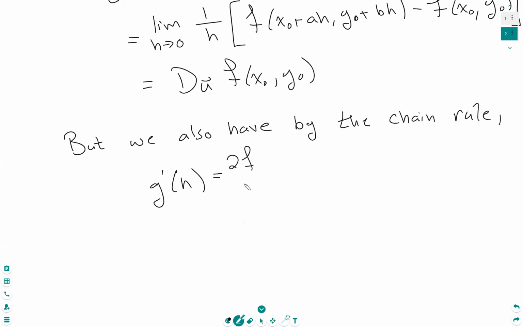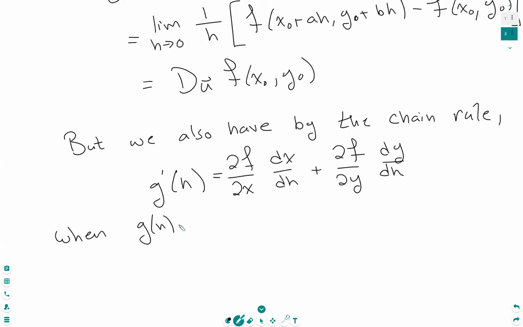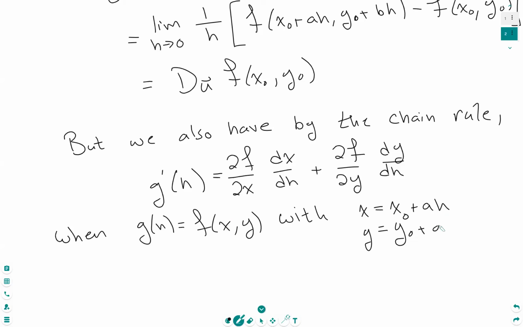This is partial f, partial x, dx, dh, plus partial f, partial y, dy, dh, when our function g was just a function of two variables, where each one of those was a function of one variable, which was just h. Right, so we can use the chain rule. We'll end up with this.